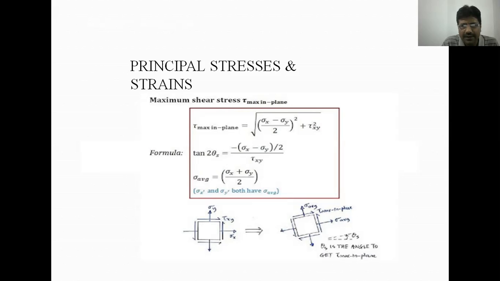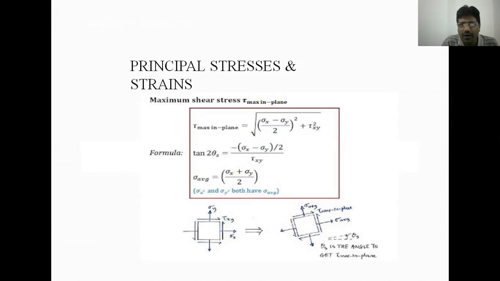So sigma average is (sigma x plus sigma y) by 2. Sigma average can be found by adding these two direct stresses and then dividing by 2. So this gives the average of the direct stresses.